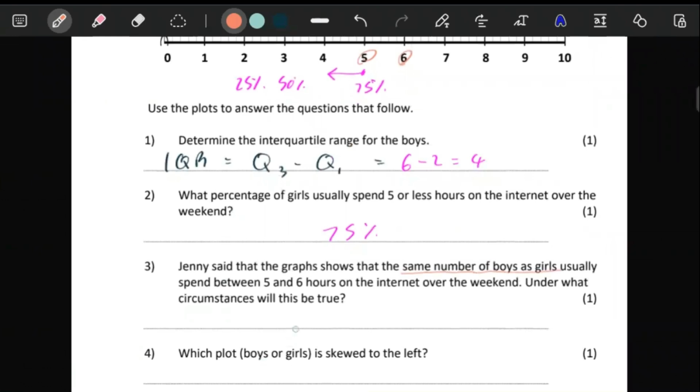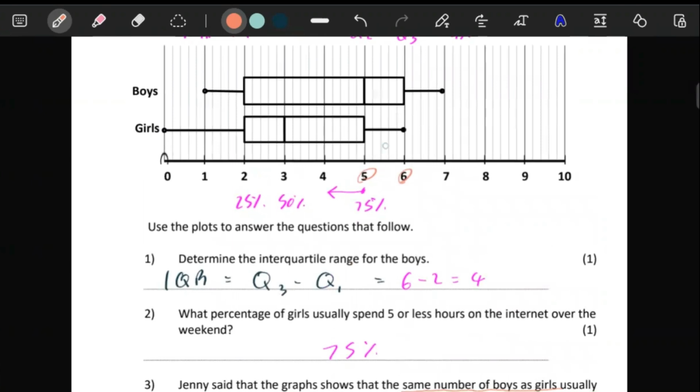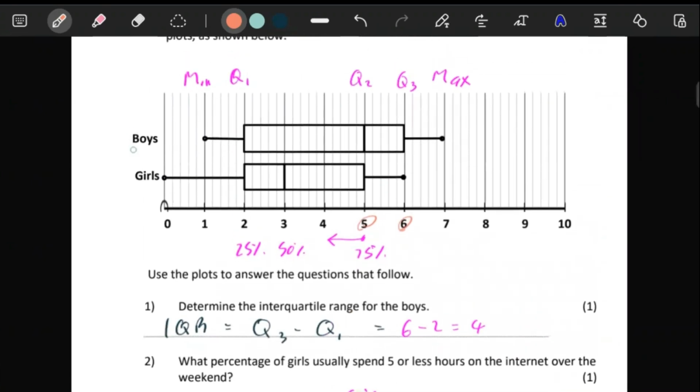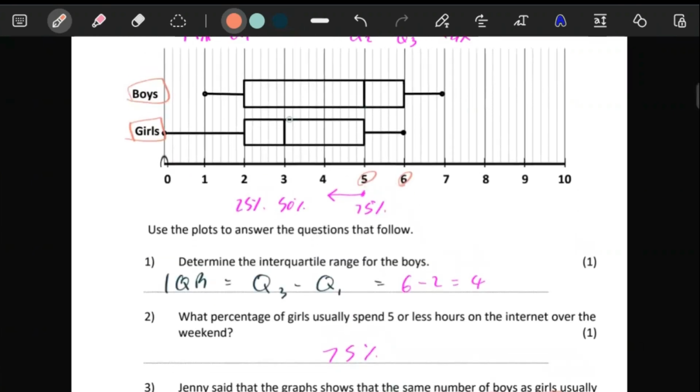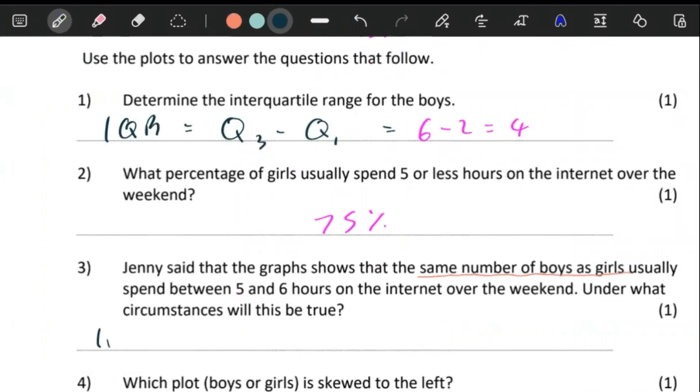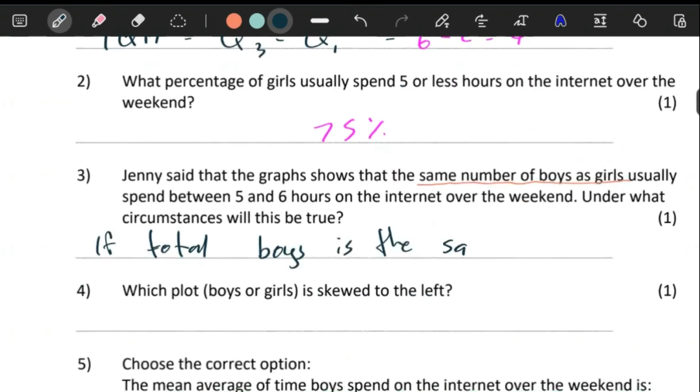So the answer here is the only way that you will have the same number of boys here and the same number of girls is if you have the exact same total for the boys and the exact same total for the girls. Because remember, 25% of a certain number is not 25% of another number if those numbers are different. So the only way that you can have the same boys as girls between 5 and 6 hours is if the total number of boys and the total number of girls is the same. Because that would mean that 25% for the one set of data is equal to 25% of the other set of data. So the only circumstance where this is true is if the total boys is the same as the total girls. There we go.